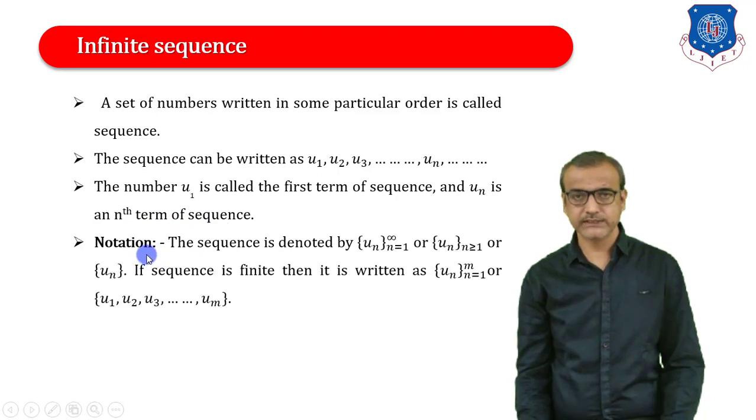Here we have some notations. The sequence is denoted by {Un}, n varying from 1 to infinity, or {Un}, n greater than or equal to 1, or simply {Un}. If the sequence is finite, then it is written as {Un}, n varying from 1 to m, or in curly brackets we have the terms U1, U2, U3 up to Un.